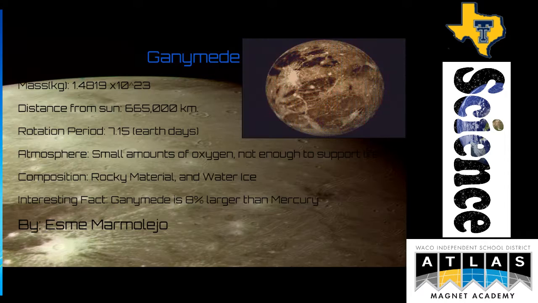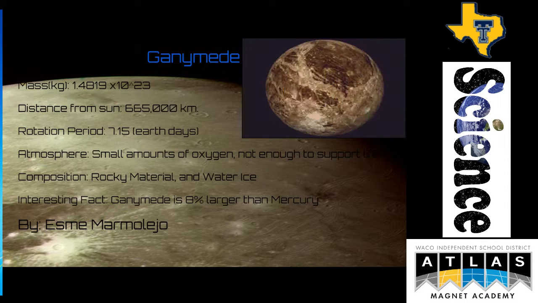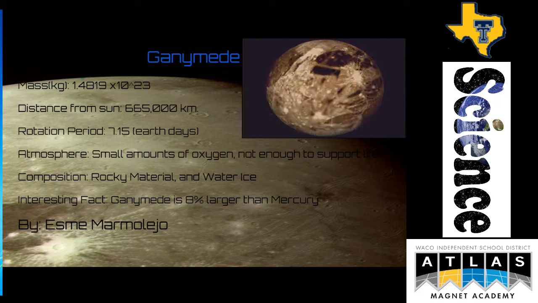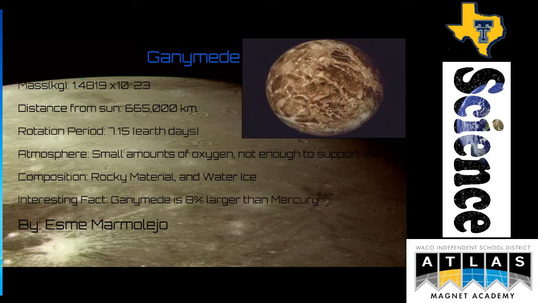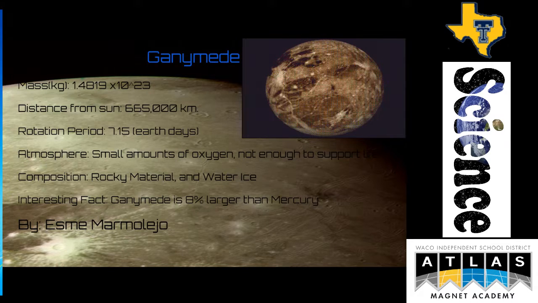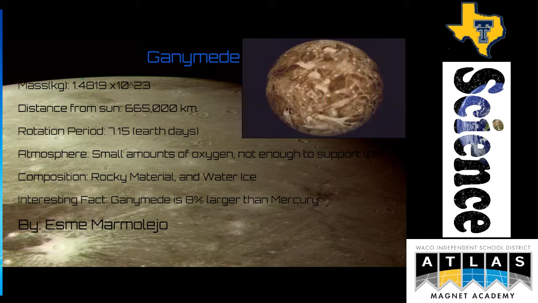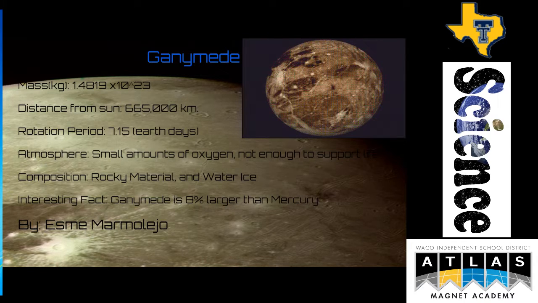Ganymede. Ganymede's mass in kilograms is 1.4819 times 10 to the 23rd power. Its distance from the sun is 665,000 kilometers. Its rotation period is 7.15 Earth days. Its atmosphere has small amounts of oxygen, but not enough to support life. Its composition is mostly rocky material and water ice. An interesting fact about Ganymede is that it is 8% larger than Mercury.